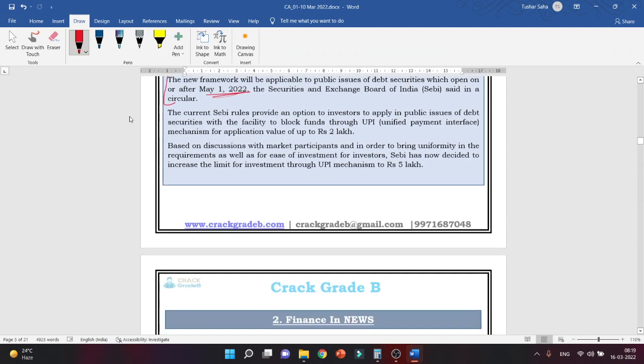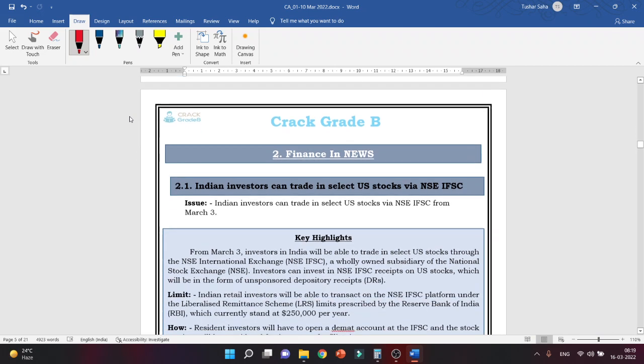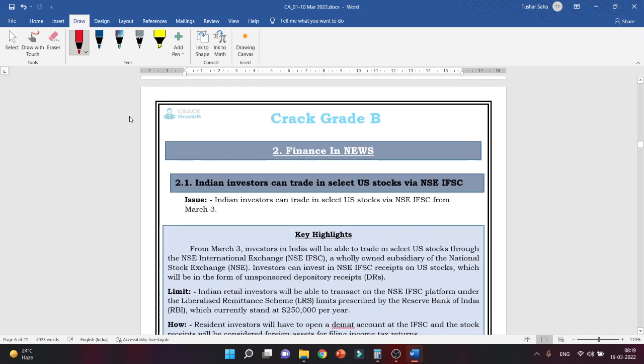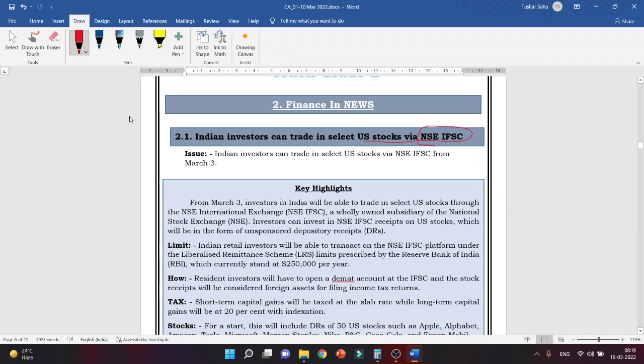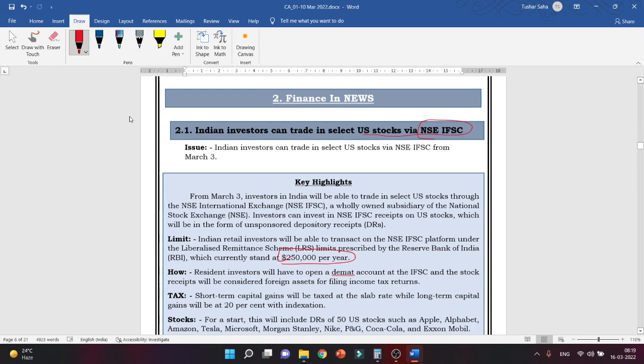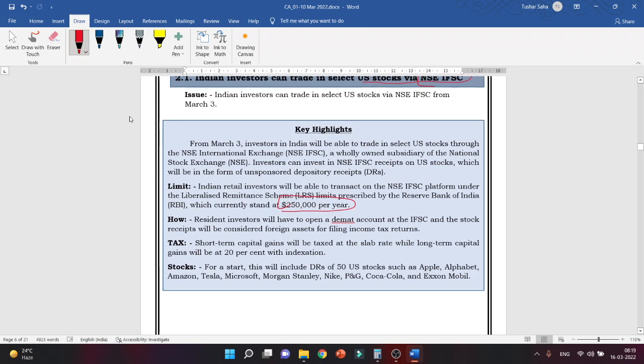Now let's move forward to the next one. Finance news: Indian investors can trade in select US stocks via NSE IFSC, Gift City, Gujarat. It's very good news, right? So the limit is as per the Liberalized Remittance Scheme, yearly $250,000 per year.